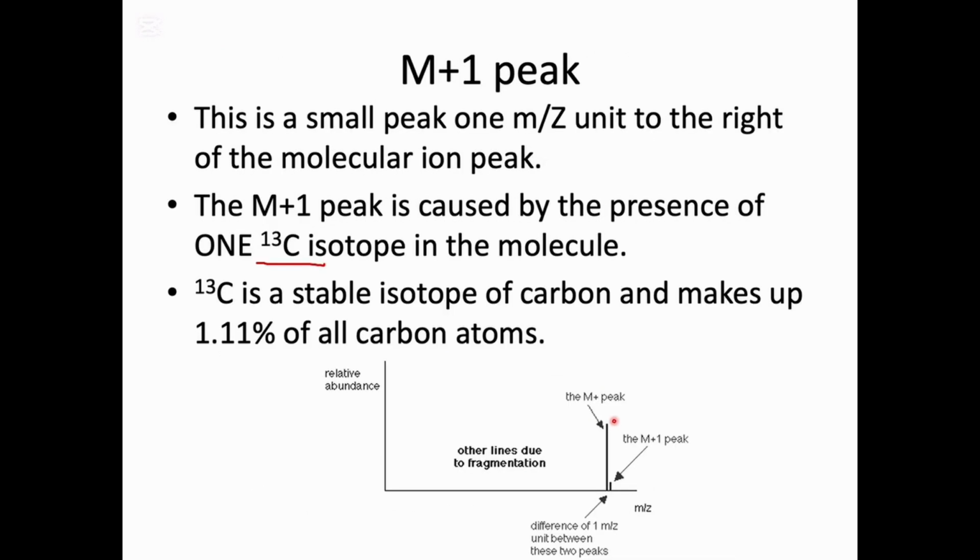Here on your spectrum, you have your M+ peak identified. That is telling you the molecular mass of your sample. Now we're introducing your M+1 peak. This is a small peak next to your M+ peak. M+1 is caused by the presence of one carbon-13 isotope.